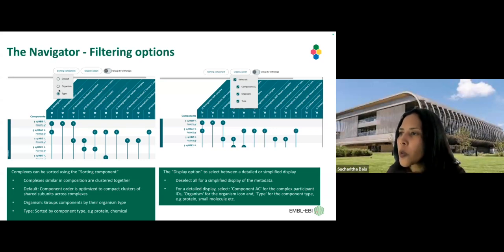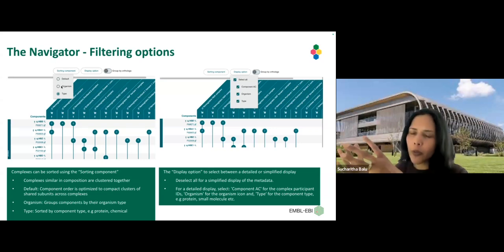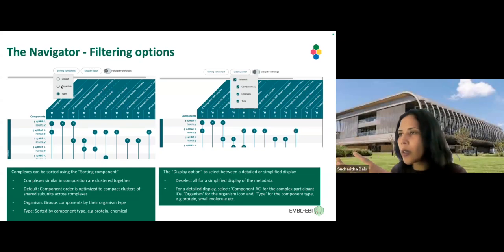Then you can also sort by organism, so you can have all of a particular organism bunched together, or you can sort by type, which groups whether they're protein or they have small molecules together. Then you can also change the display option. So you can either have a detailed display, like what we have up now, or you can have a simplified display. If you want a simplified display, just deselect everything.